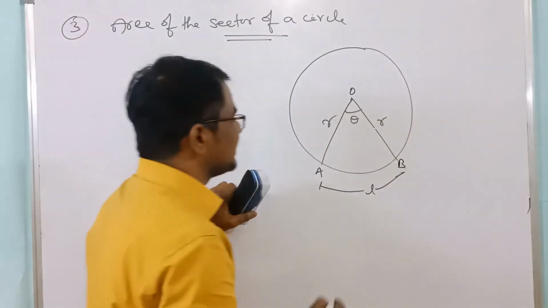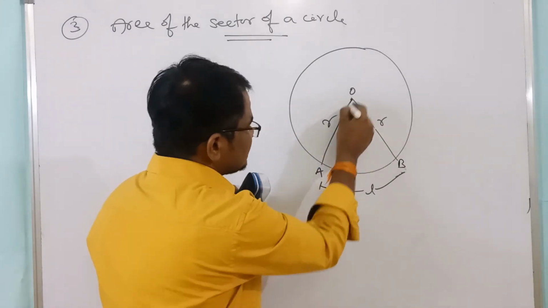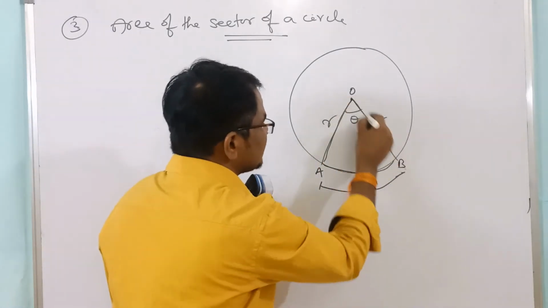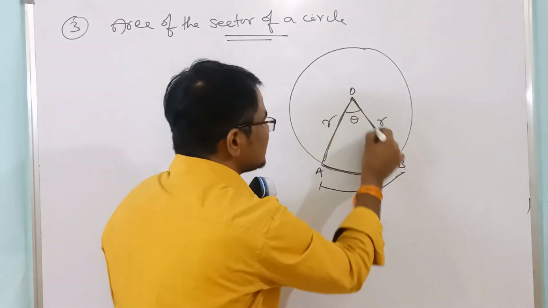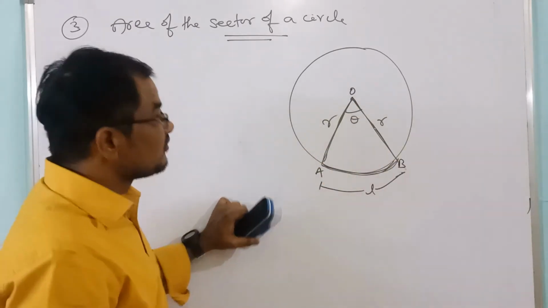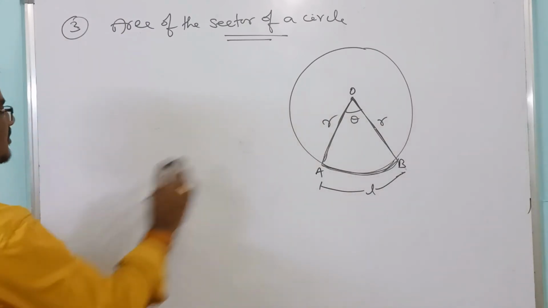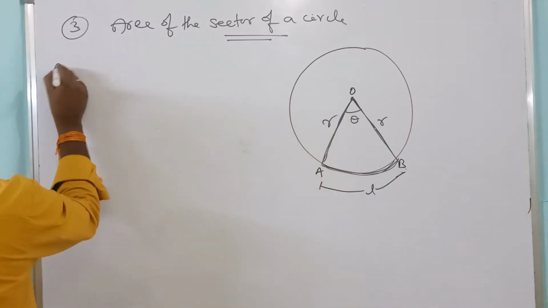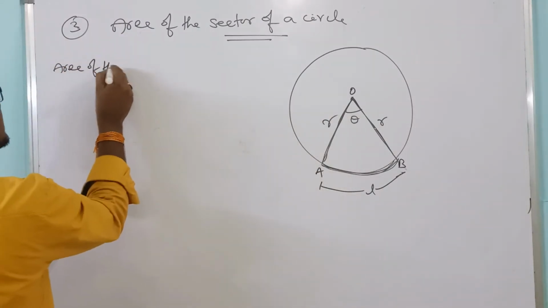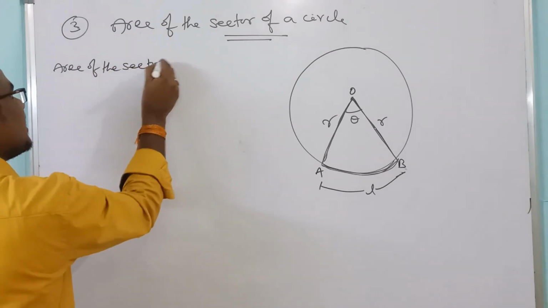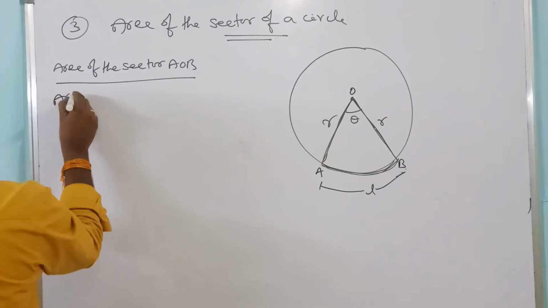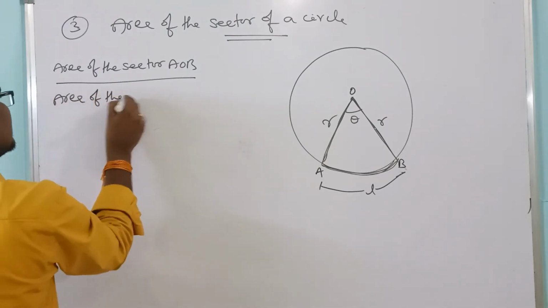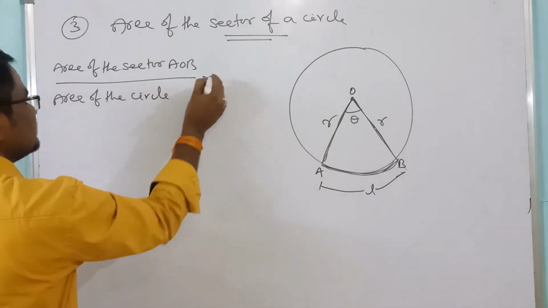Now what we have to find? Area of the sector. This is called what? Sector of a circle. So this AOB sector area we have to find. For that, what will I take? This is an important one, listen carefully. So the area of the sector AOB divided by the area of the circle I will take.